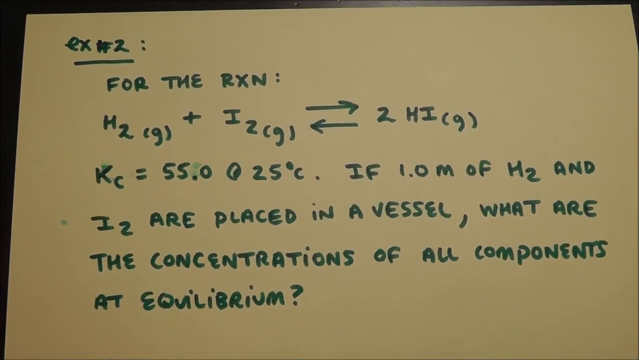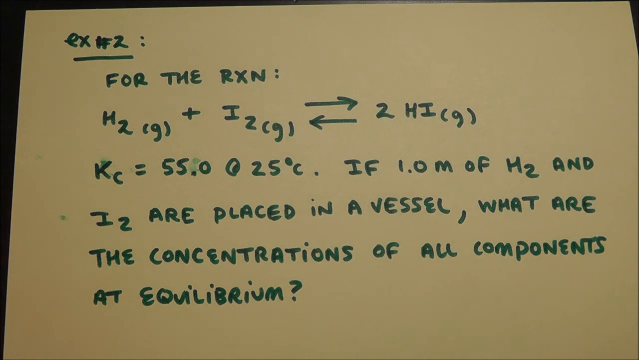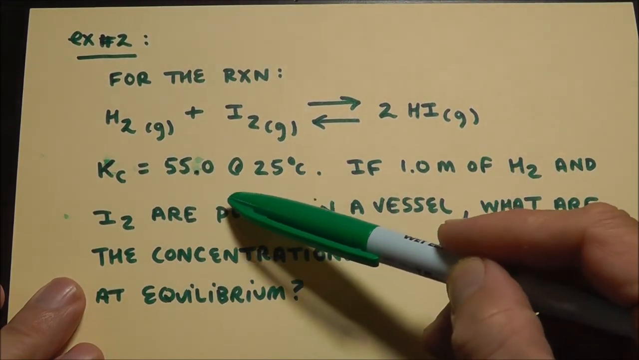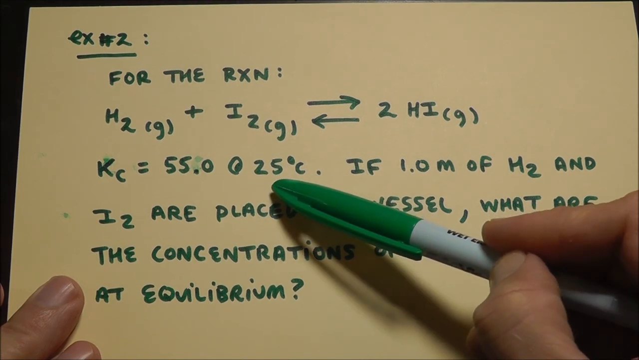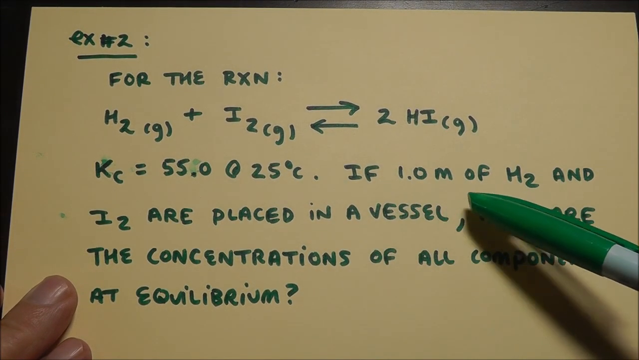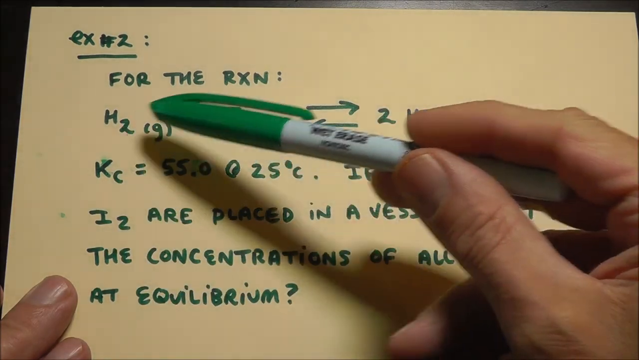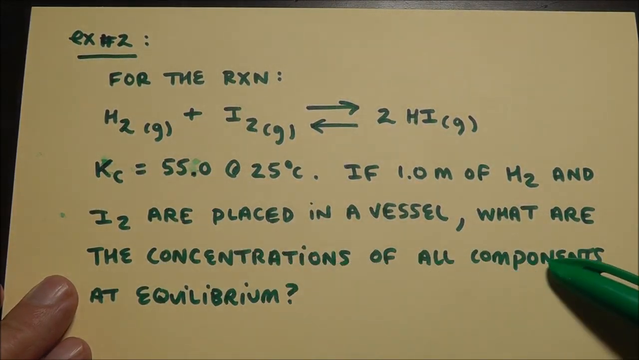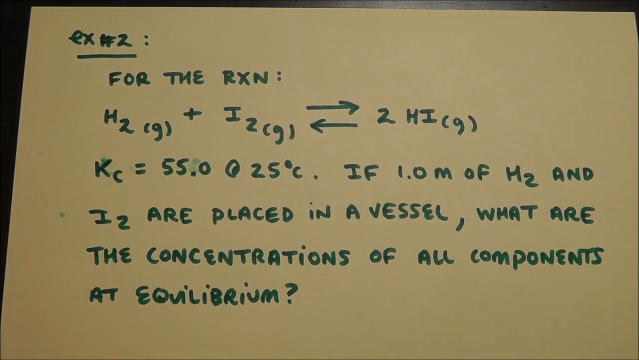All right, here we go again. This time we're going to come at it from a different angle. We're going to be given the reaction and the K. Kc is 55 at 25 degrees C. They always quote a temperature, but you never end up using it because we haven't done anything with temperature yet, have we? But see, just ignore that part as if it's trivia. If 1 mole per liter of H2 and I2, these two, are placed in a vessel, what are the concentrations of all components at equilibrium?